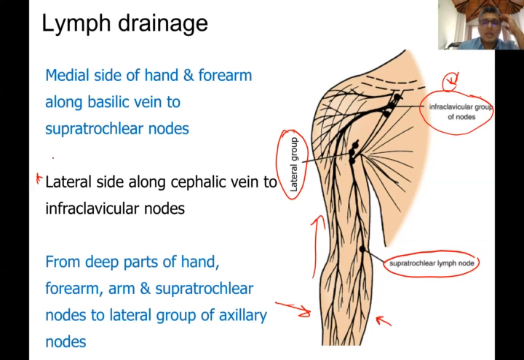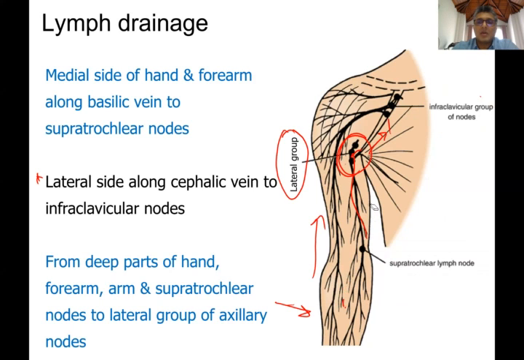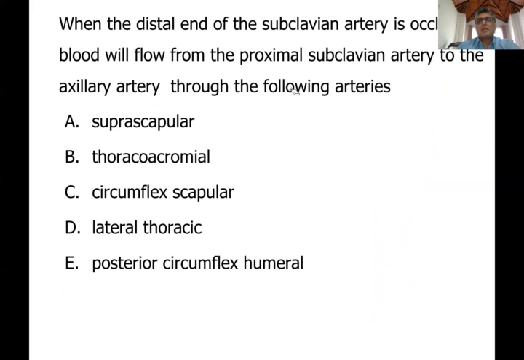And when it comes to deep lymph, all lymph from the deep structures will go into the lateral group of axillary nodes. Then from there into central and apical groups. And whatever went into the supratrochlear group of nodes also ultimately goes into the lateral group and continues. It's not a very difficult thing. They just drain into any lymph node that is on their way. So remember it that way. Try to answer this.